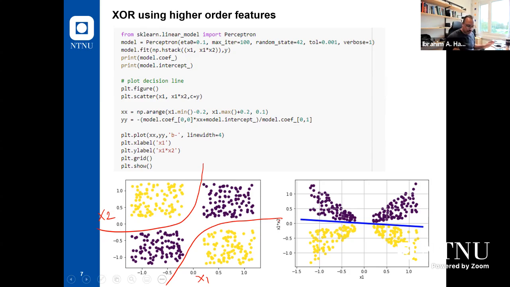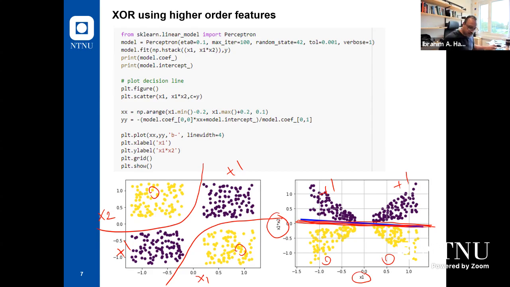But in fact, if you plot your data set x1 against x1 times x2, the data set will look like this one. In fact, this is +1, this is +1, this is 0, this is 0. Now, all +1 will be above the line, and all zeros will be below the line. So in this case, we can generate only a straight line decision like this one, right? And in this case, we don't need a neural network. We don't need a multi-layer perceptron. We just need a perceptron.